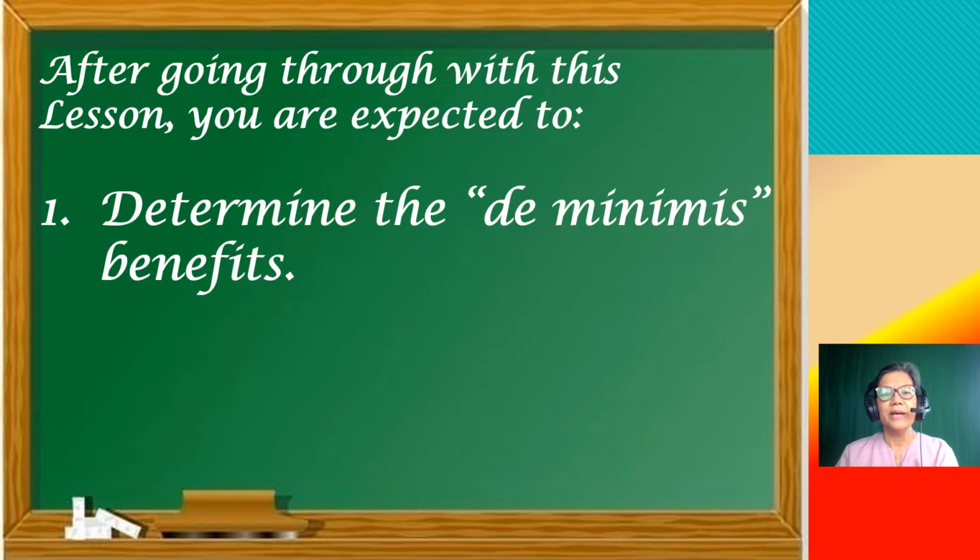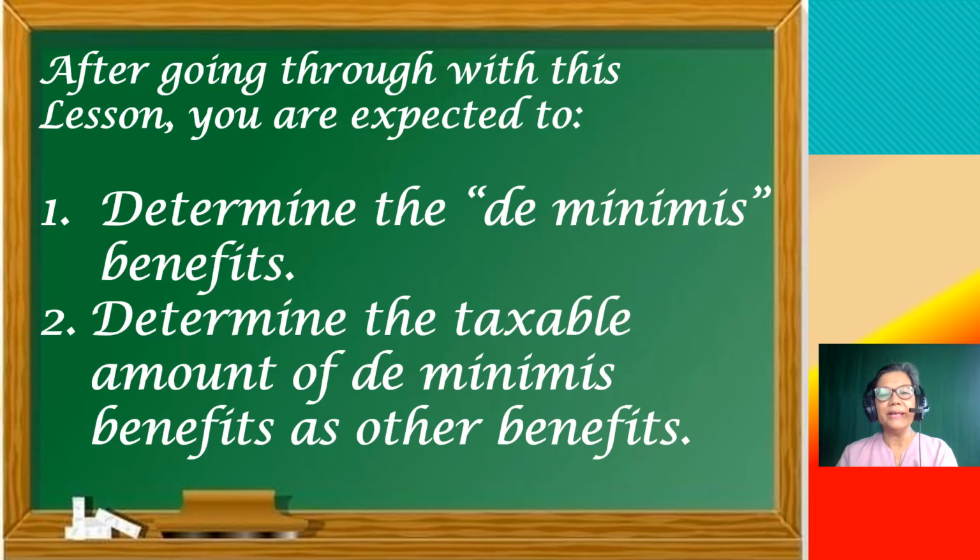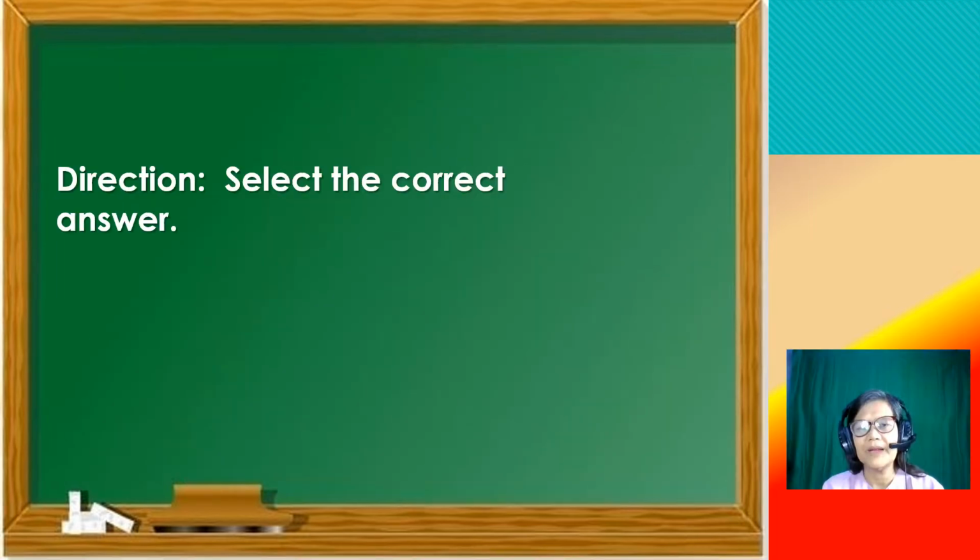For today's lesson, you are expected to, first, determine the de minimis benefits. Second, determine the taxable amount of de minimis benefits as other benefits. Before we go on further, let us have a review. You're going to answer the 4 questions. You're going to select the correct answer, and you will be given 2 seconds to answer for each question.